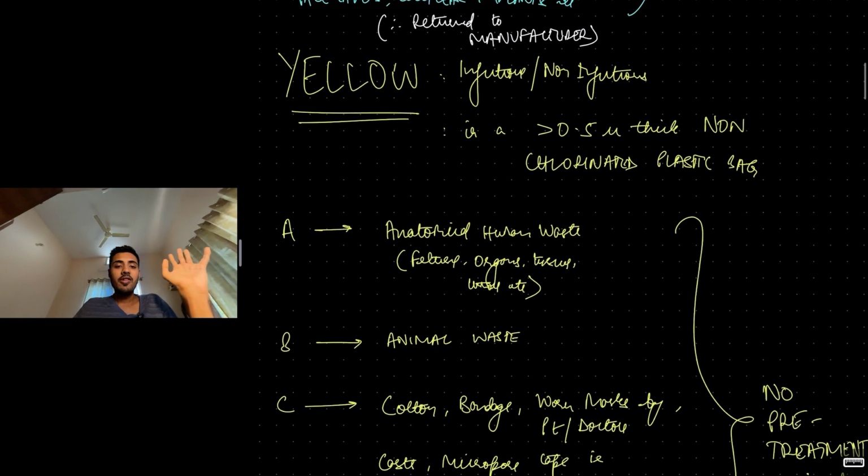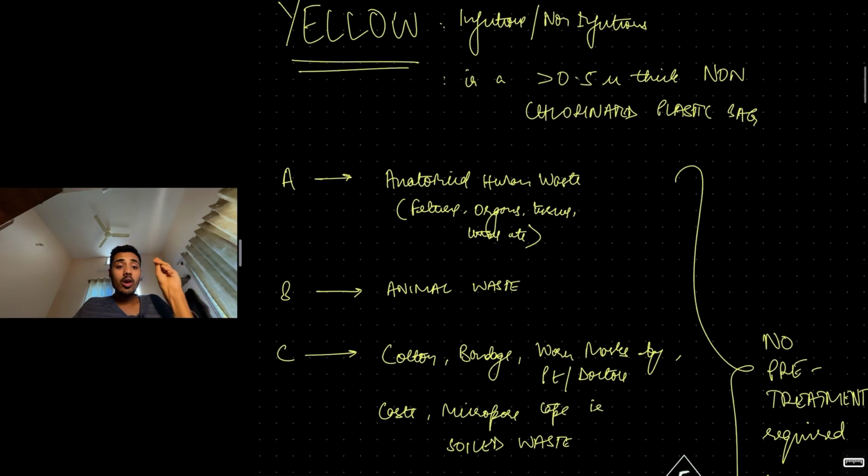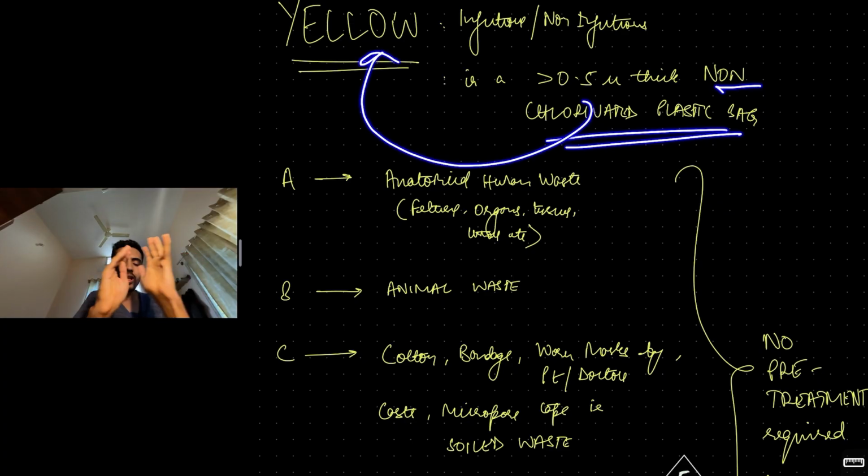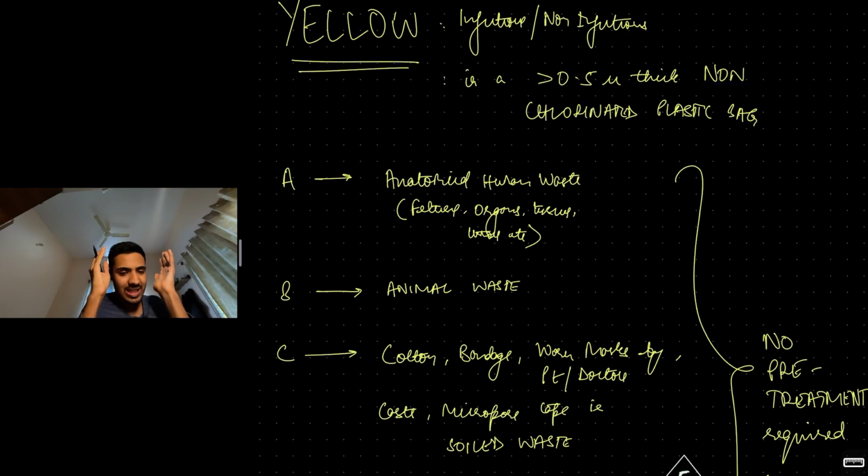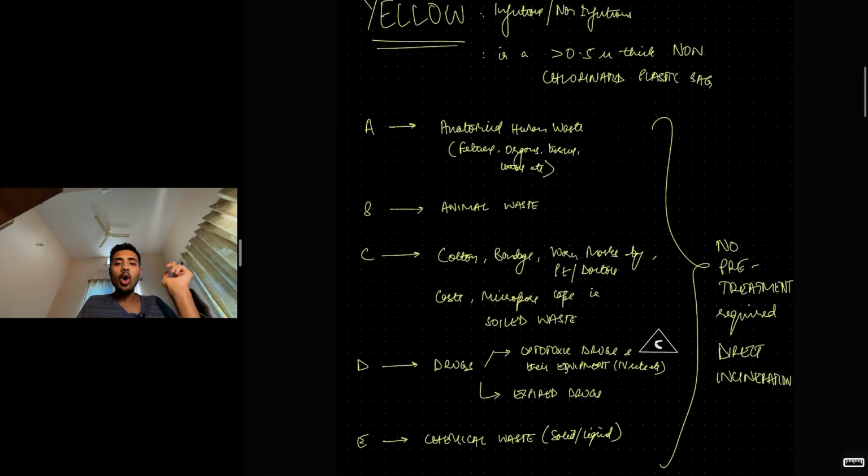First, let's look at the yellow bin. Yellow bin need not always be infectious. It can be either infectious or non-infectious. And the yellow bin need not always be a plastic bin. It is just a yellow colored, non-chlorinated plastic bag thicker than 0.5 micron. That's all. Yellow bin is basically that much. Now, what you put in this, I'll tell you.